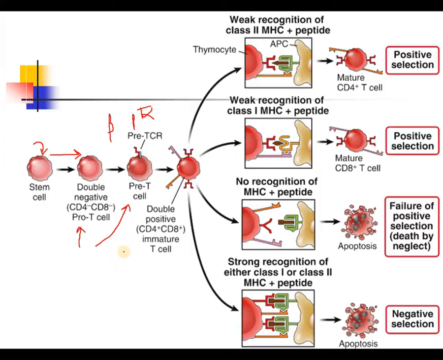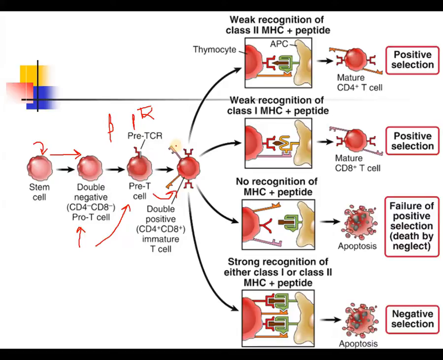So a surrogate alpha chain and the beta chain that has been rearranged. If this responds appropriately to the environment, then the cell is allowed to continue on. This pre-T cell with its pre-T cell receptor will then start expressing CD4 and CD8. The alpha chain will undergo rearrangement, and you will get expression of a full T cell receptor. That is not enough, though, because you have got to select appropriately.